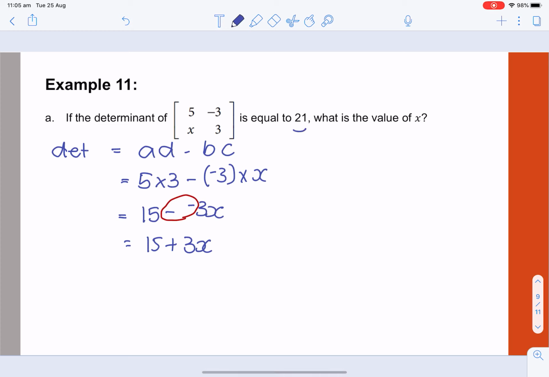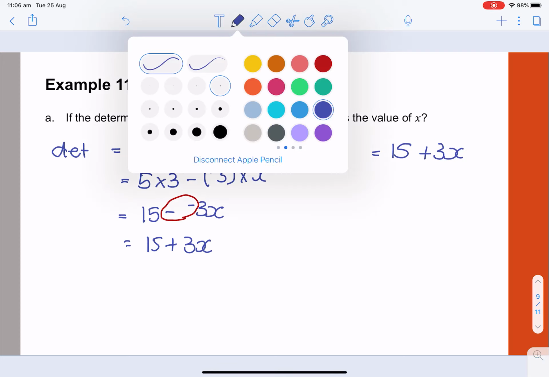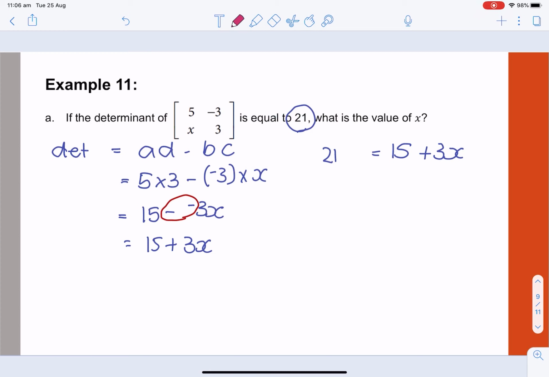Now, this determinant is equal to 21. So I need to substitute in that 21. So 21 is equal to 15 plus 3x. I'm going to scratch that out and make a little bit more room. So we need to get all the pronumerals on one side and all the constants on the other. So what I'm going to do is get rid of this guy here. So I'm going to subtract 15 from both sides.